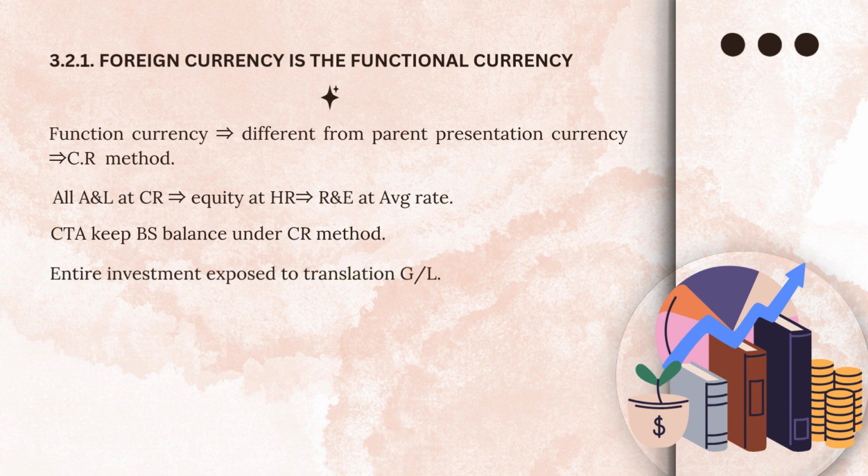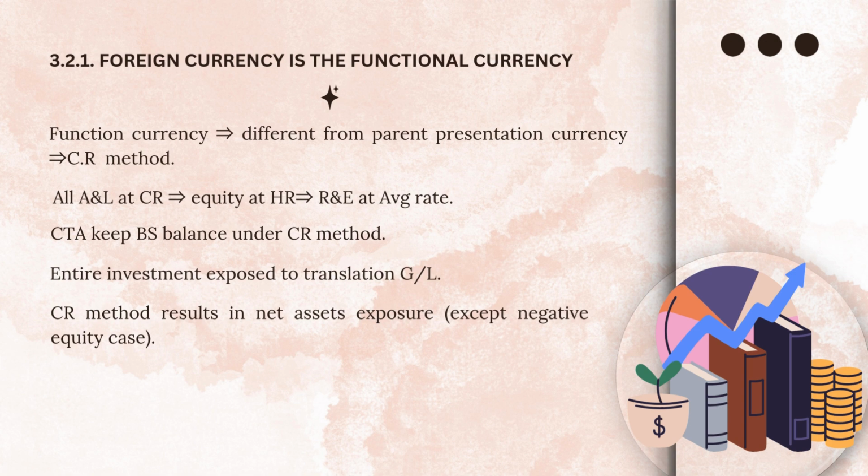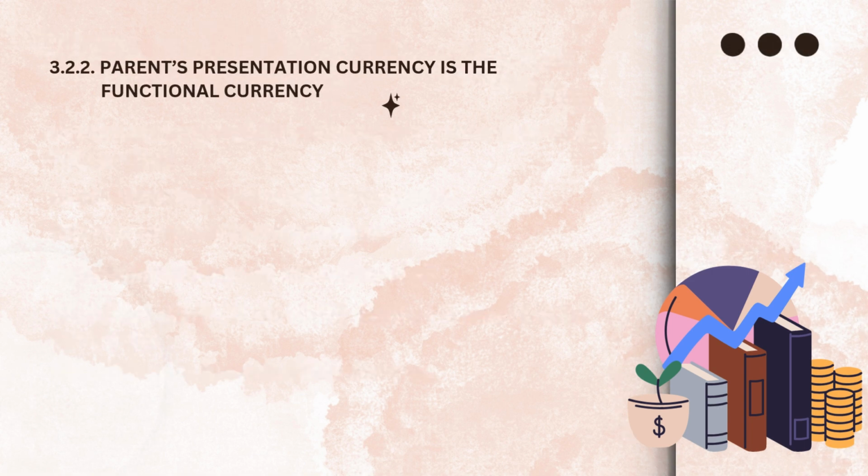Entire investment exposed to translation G/L. CR method results in net assets exposure, except in the negative equity case. When the FC value is positive, there is a CTA, and vice versa. 3.2.2 Parent's presentation currency is the functional currency.